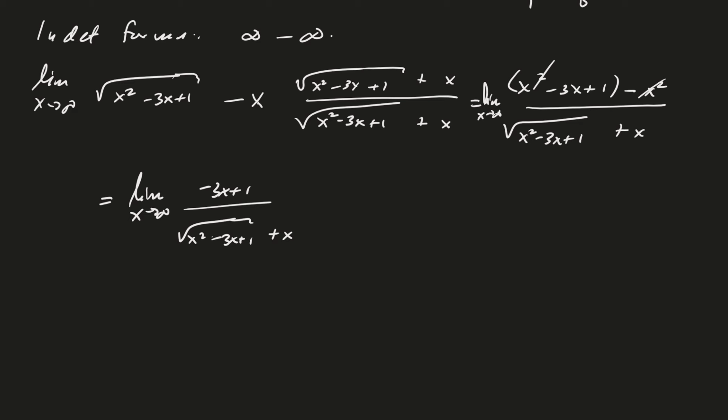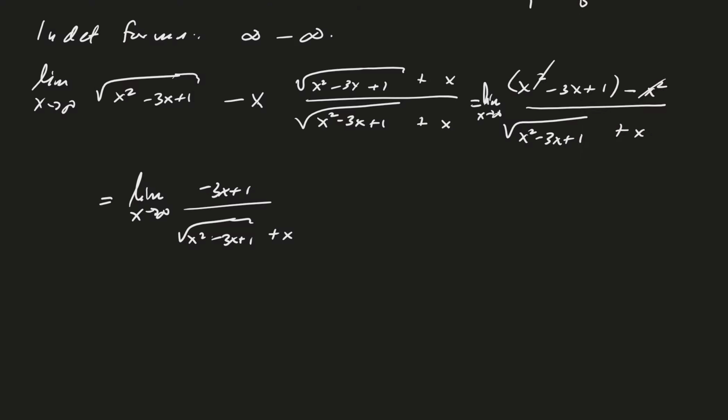Good. Now, how do we go from here? Well, you could use L'Hopital's rule here because now we do have an infinity divided by infinity. However, I would recommend not doing that. Why? Because if you take the derivative of a square root, you end up with a square root. And so L'Hopital's rule doesn't really help in this case.